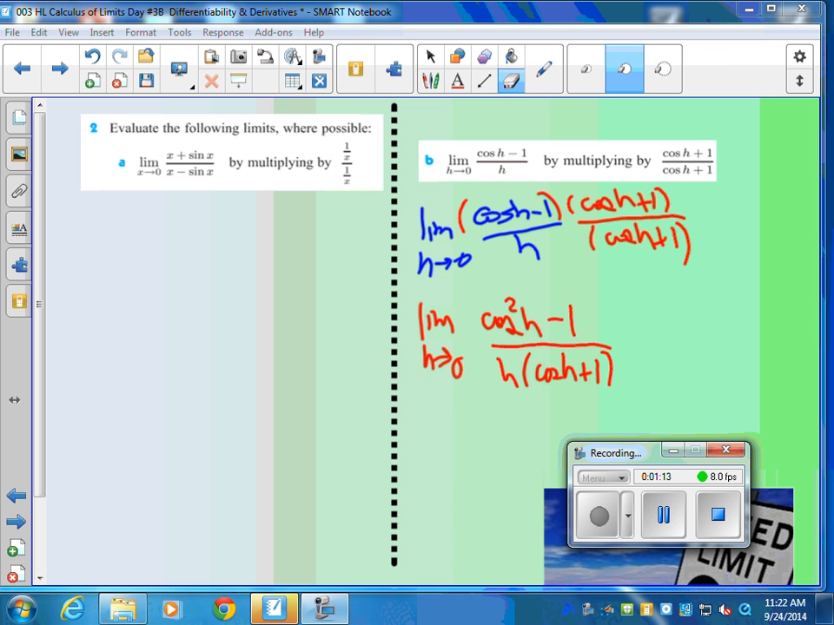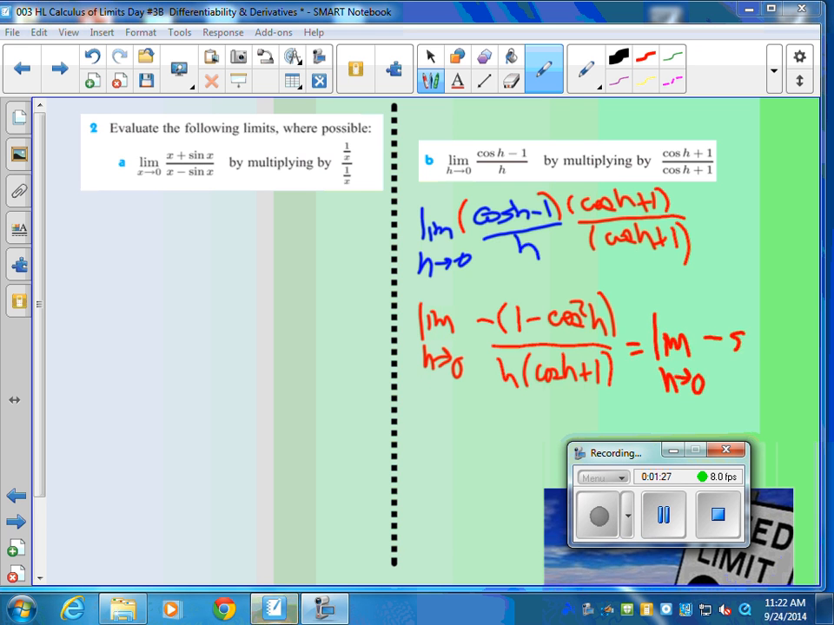This is the same as negative 1 minus cosine squared h. That's what that is. And what is 1 minus cosine squared? Sine squared. So it's the limit as h approaches 0 of negative sine h times sine h, I'm going to write it twice because it's squared, over h times cosine h plus 1.